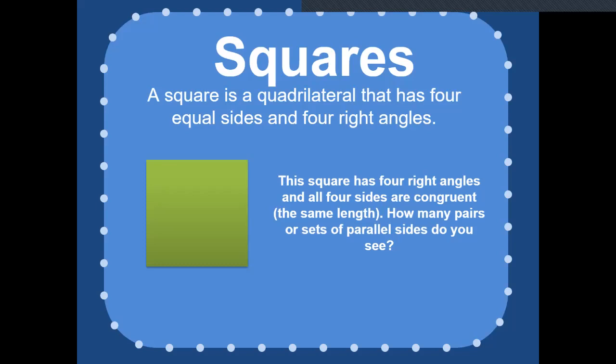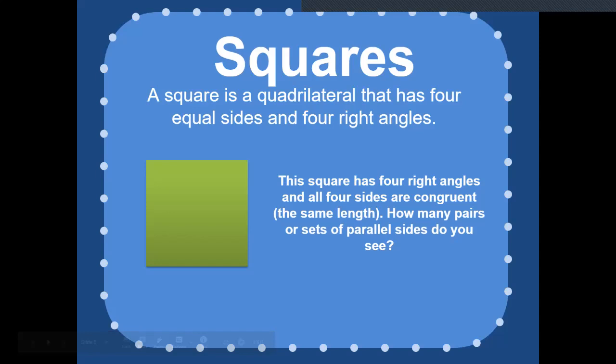How many pairs or sets of parallel sides do you see? So let's look at this one. The right and the left side. If I kept on going, would those sides ever cross? Can somebody tell me, would they ever cross? Just turn on your speaker long enough to tell me, would those ever cross over? No, they wouldn't. So those are parallel. So there's one set of parallel lines.